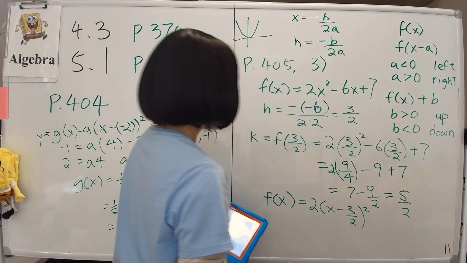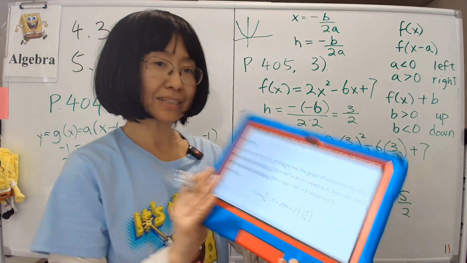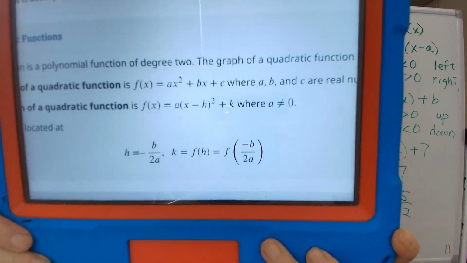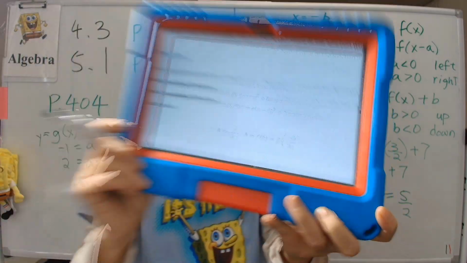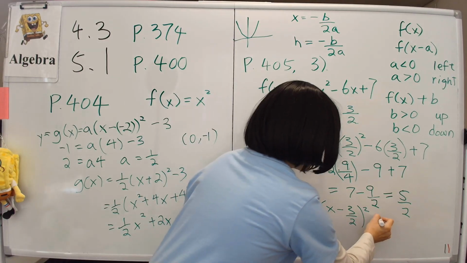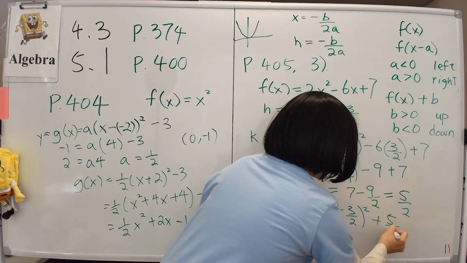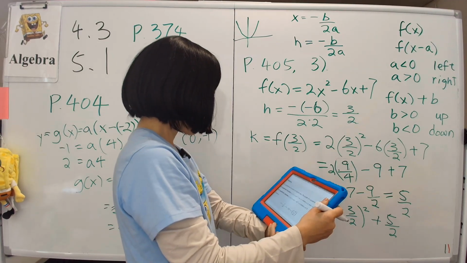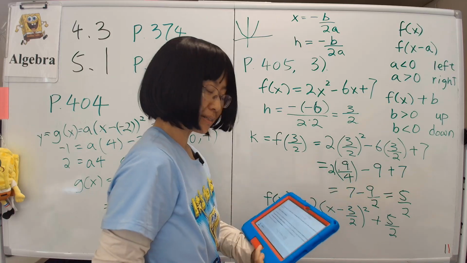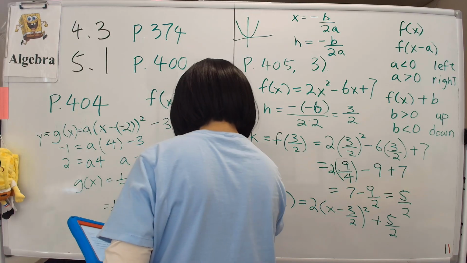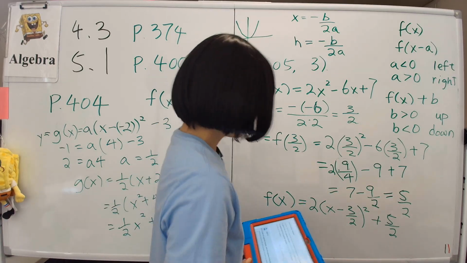Squared, okay? For following the formula, see? a times x minus h squared plus k. Plus k is 5 over 2. And this is the standard form. Is it so? Yep, this is the standard form of the quadratic equation.